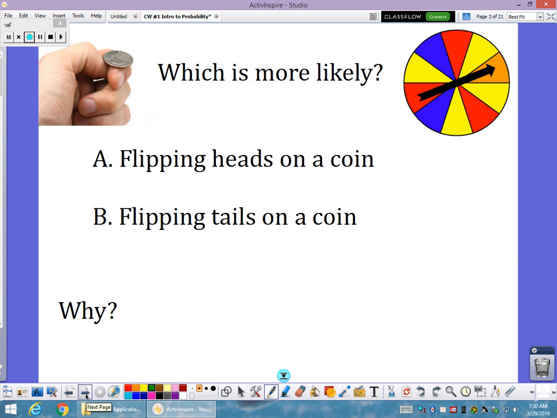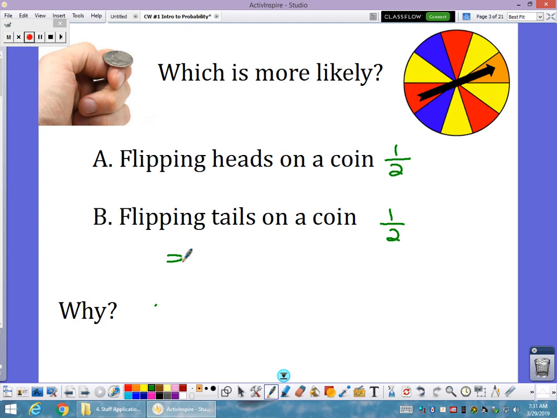Which is more likely, flipping heads on a coin or flipping tails on a coin? Well, for heads on a coin, there's 1 head and there are 2 sides. For tails, there's 1 tail and 2 sides. So which is more likely? Hopefully you said neither. They are equally likely. And why is that the case?